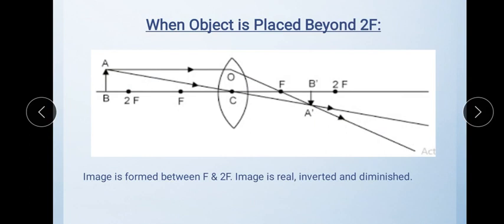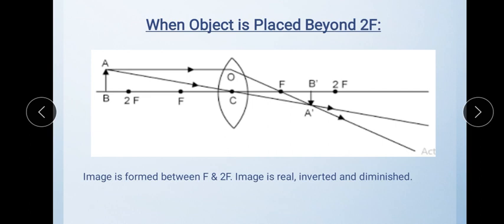Students, in the first case, we will check the nature of the image when the object is placed beyond 2f, meaning if we place the object at a distance of more than 2f, more than double the focal length of the convex lens, then where will the image be formed and what will be the nature of the image.